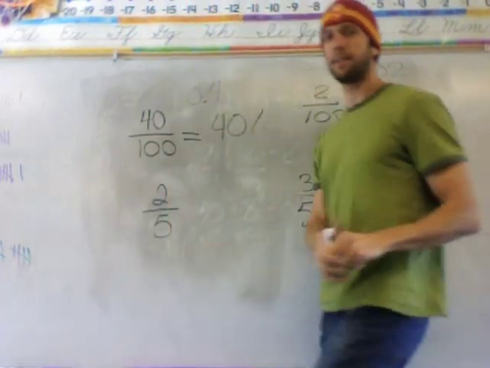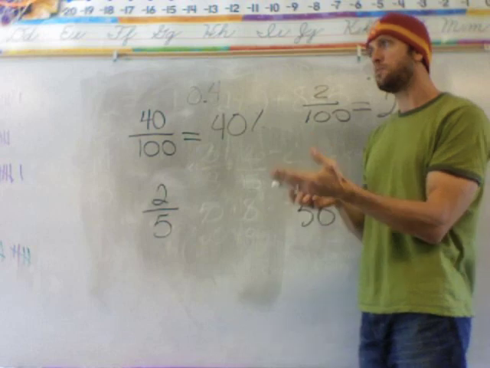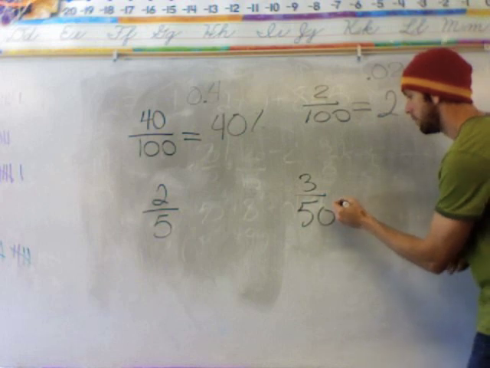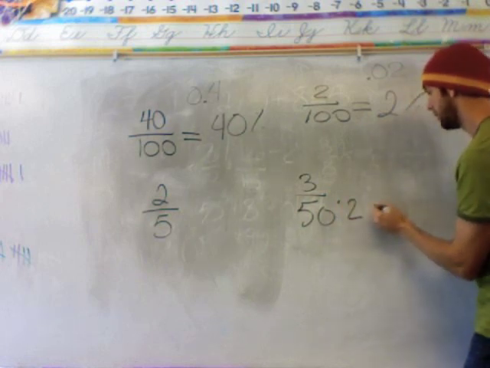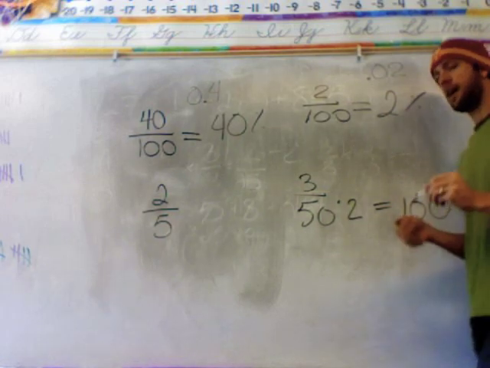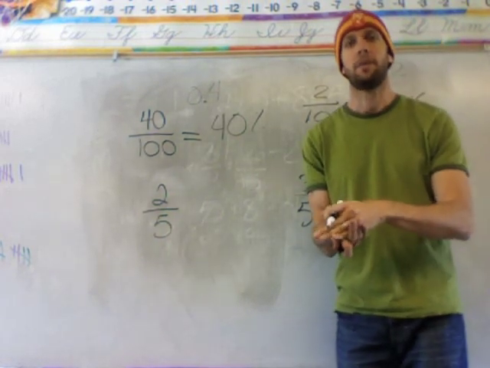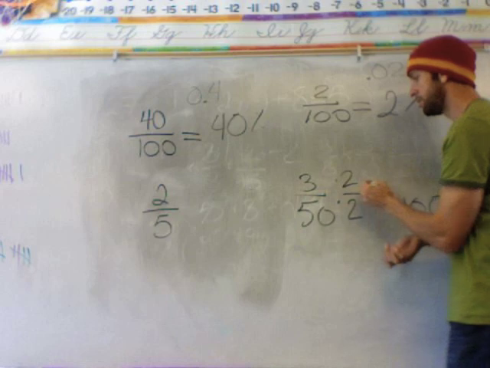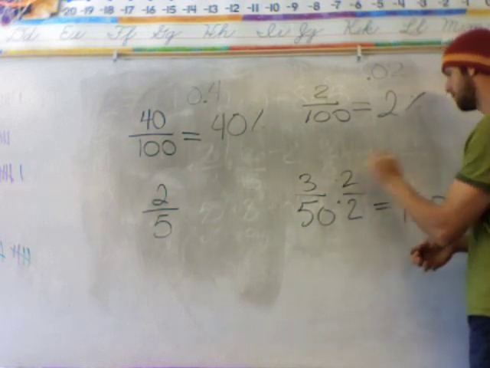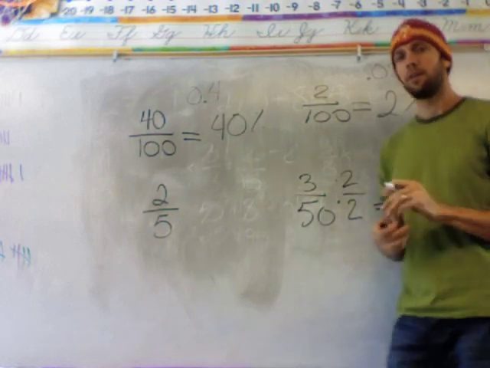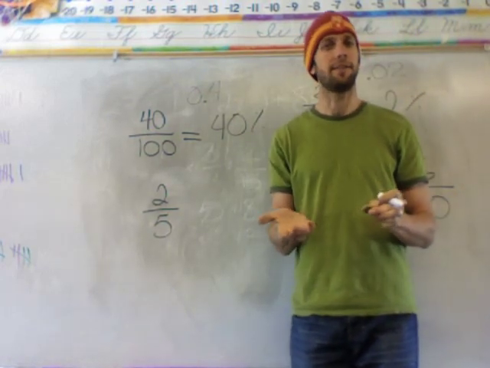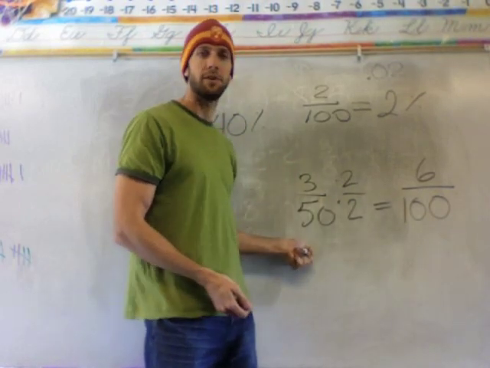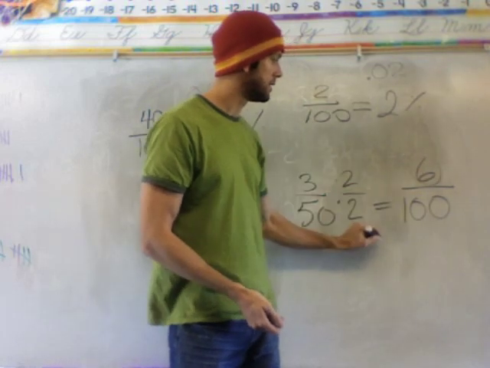Let's start with 50. That's very simple, right? What could you multiply to 50 to make 100? Well, you can multiply 2, because that would be 100. And whatever you do to the bottom, you have to do to the top. So if I multiply 2 here, I've got to multiply by 2 here. 2 times 3 is 6. And now I have 6 hundredths. Is the same thing as 3/50. So 3/50 as a percent would be 6%.